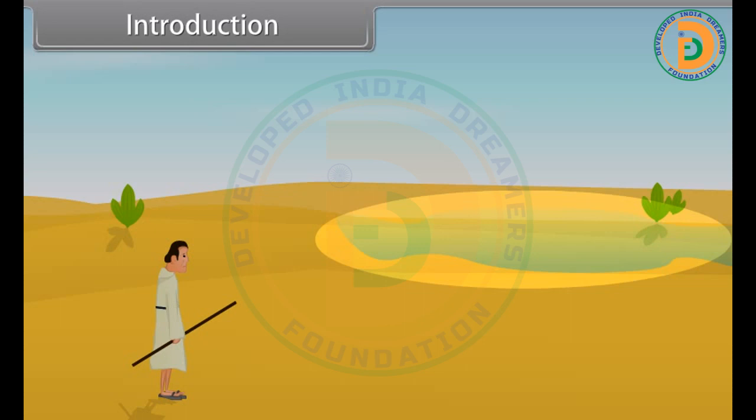The answer is that the illusion of water is due to total internal reflection. It is an optical phenomenon that creates the illusion of water with inverted images of distant objects. So, throughout this module we learn reflection and refraction of light.